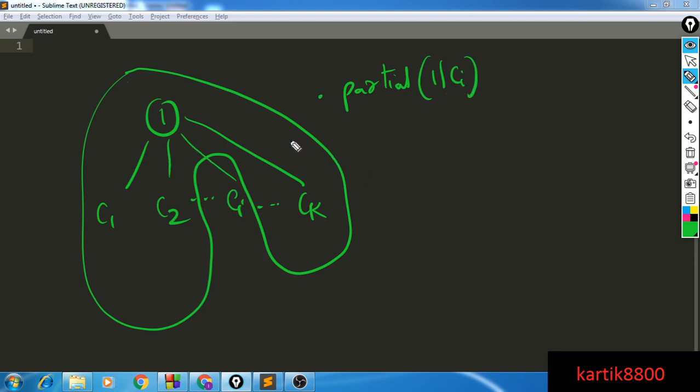And how can I simply evaluate this? This is going to be nothing but the answer of 1. I already know the answer of 1. From that I can subtract the contribution given by this subtree, and that is going to be the partial of 1 with respect to Ci. And how do I subtract the contribution given by this thing? The contribution given by this node to the answer of 1 was the subtree answer of Ci, and for every other node I added 1, so the number of nodes in Ci.